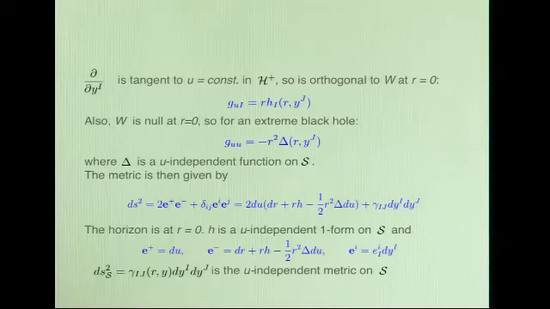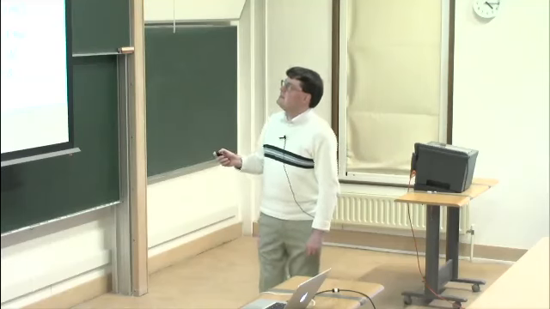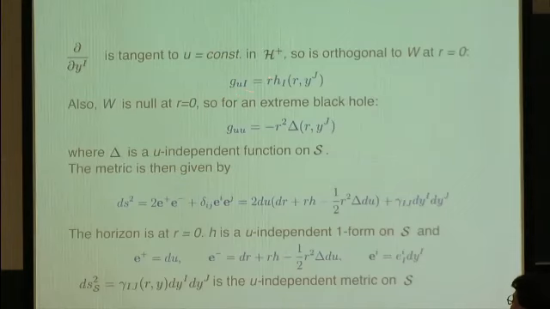In particular, d/dy^i is tangent to the surfaces u constant in H+, and so it's orthogonal to W at r equal to 0. The horizon is located at r equal to 0. That means that the components g_ui of the metric have to vanish when r equals 0, so g_ui is r times h_i, and h is going to be a 1 form on S, this manifold S, which is analytic in the r coordinate.